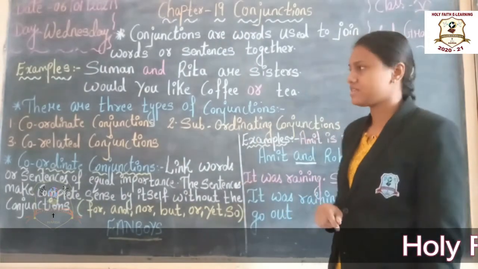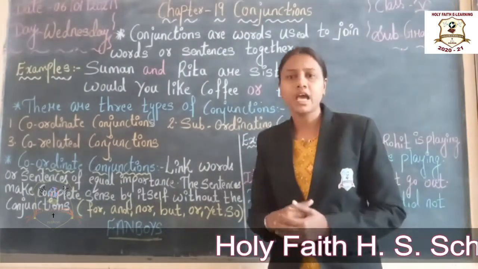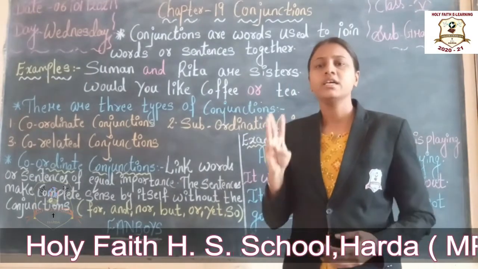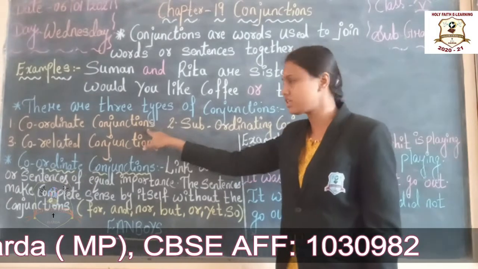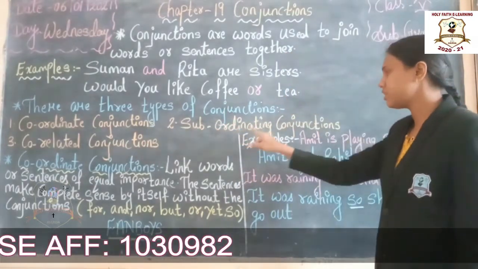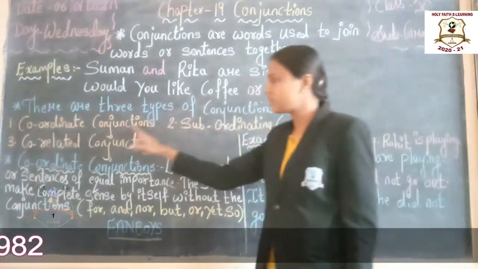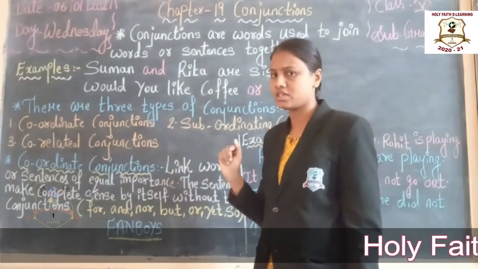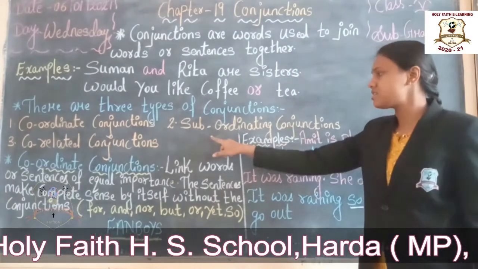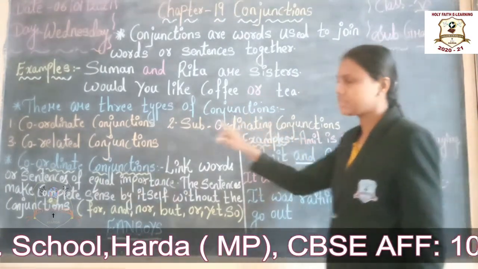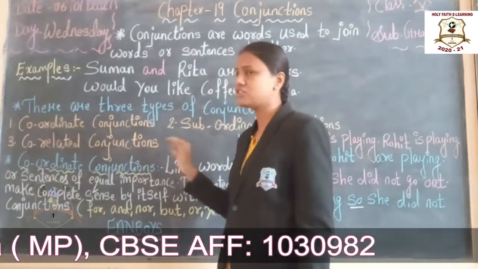Clear? Yes. Now there are three types of conjunction. How many? Three. Which ones are they? First is coordinate conjunction, second is subordinating conjunction, and third one is correlative conjunction.